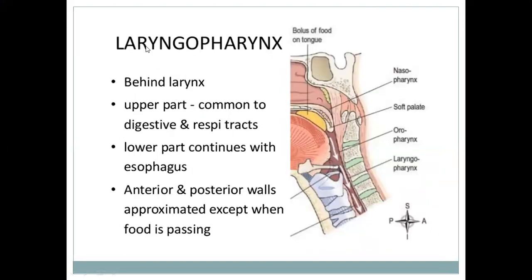Laryngopharynx. The laryngopharynx is below the epiglottis, and its upper part is common to the digestive and respiratory tract. The bolus goes downward. If it is air, the epiglottis will open and the air goes through the laryngeal inlet into the trachea. But if it is bolus, the epiglottis closes the laryngeal inlet and the bolus goes downward into the esophagus.